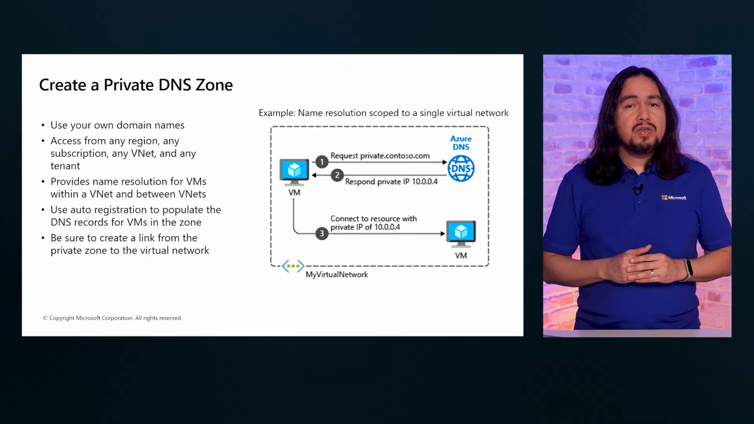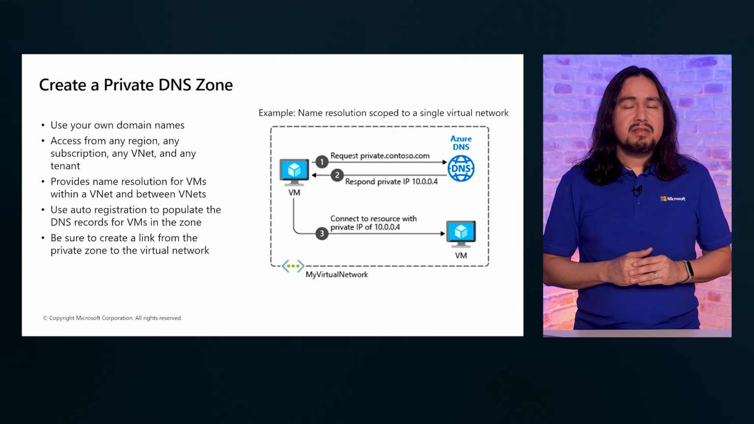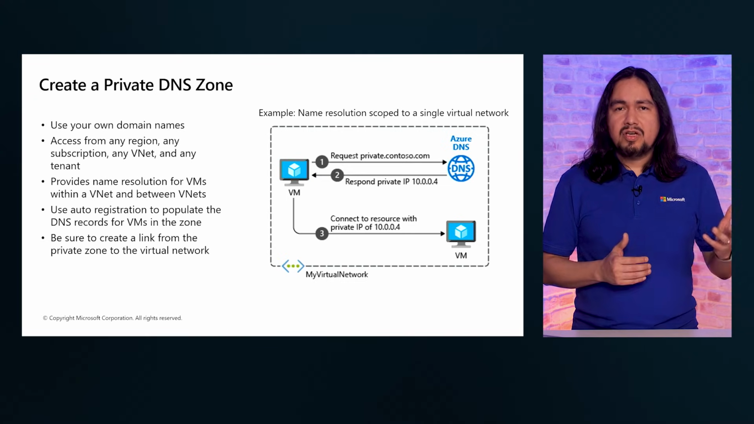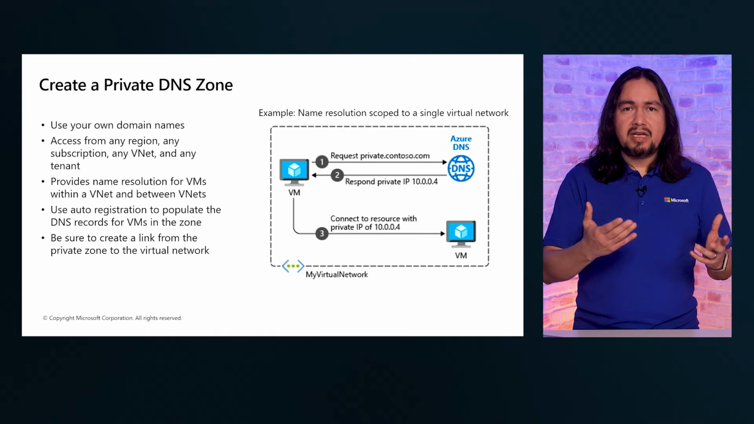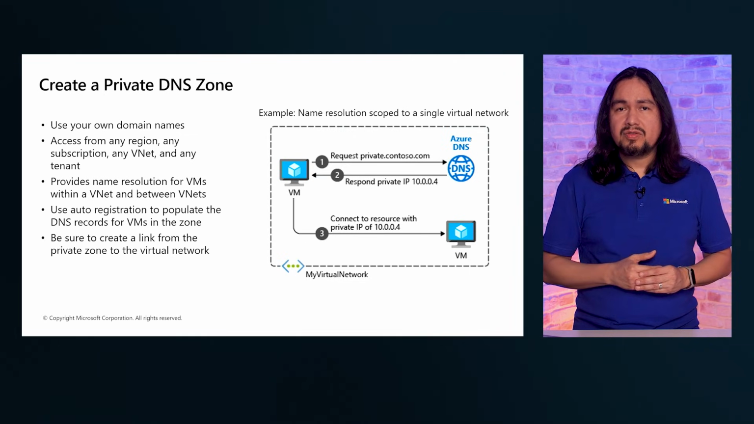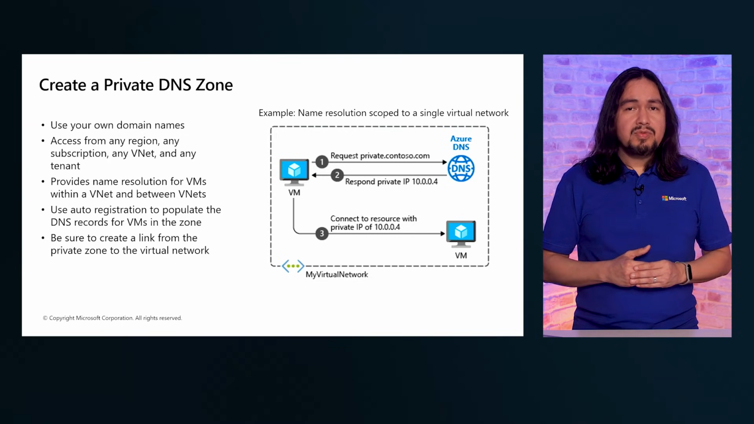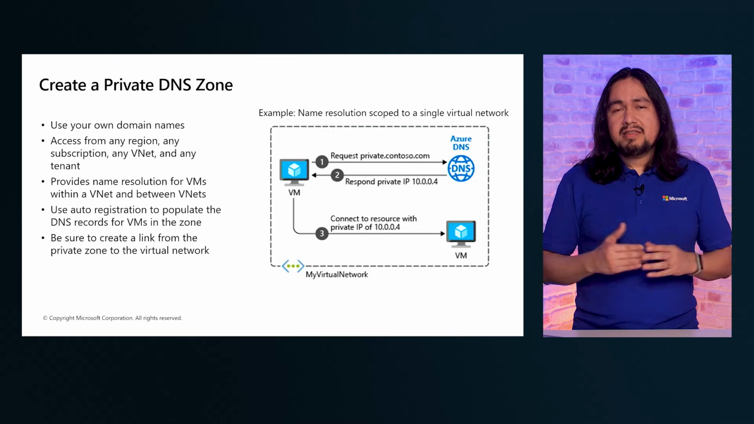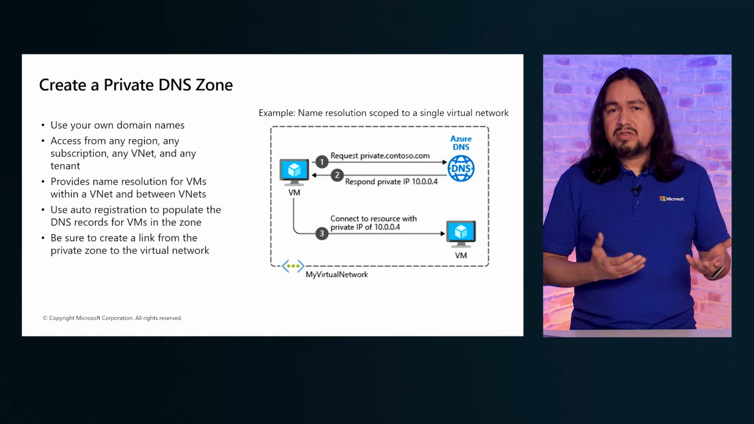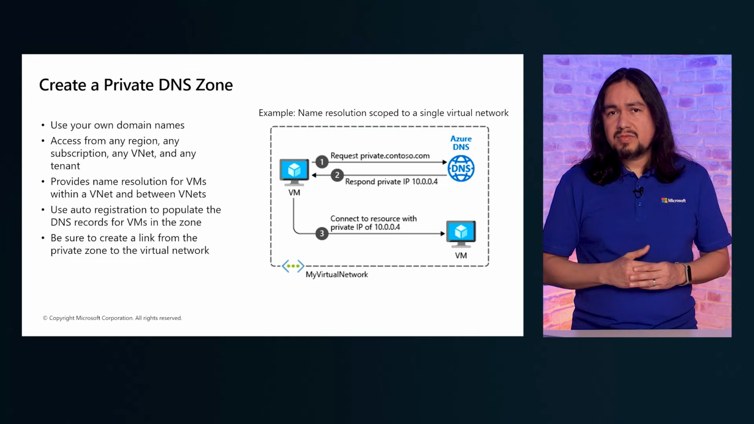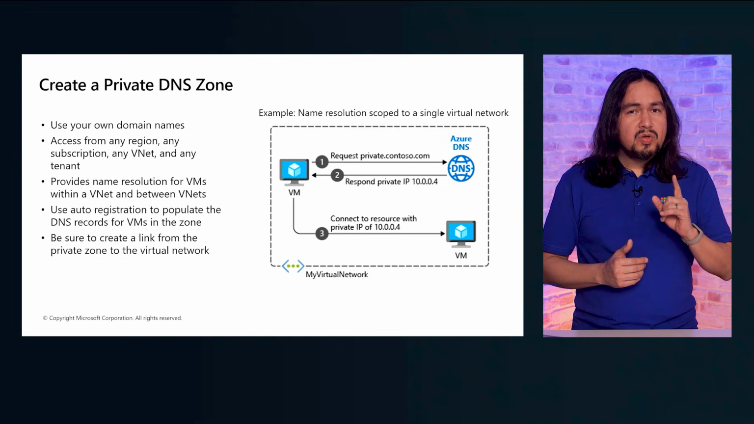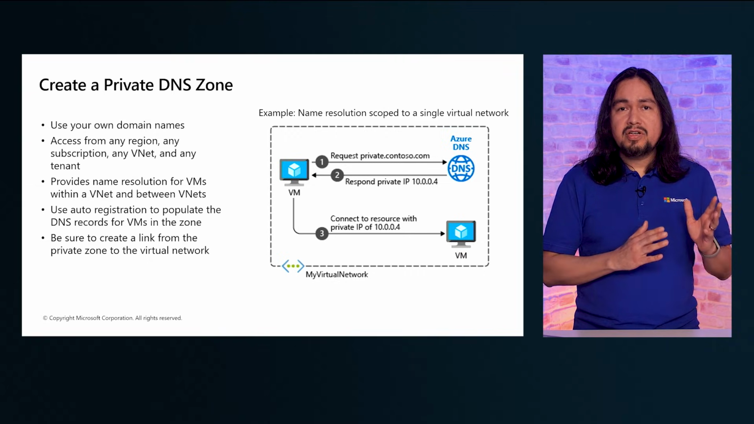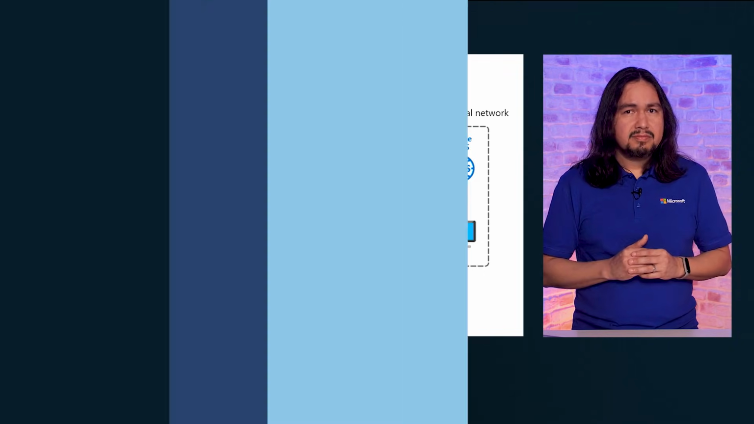In case you want to use your own private domains, you can create an Azure private DNS zone. Just go to the Azure portal, add your domain, and then start adding your records to it. Also, there is an option for you to auto-register the Azure resources. So the idea is that your virtual machines within a virtual network can resolve those names. But remember, you need to link that private DNS zone with the virtual network in order to work.